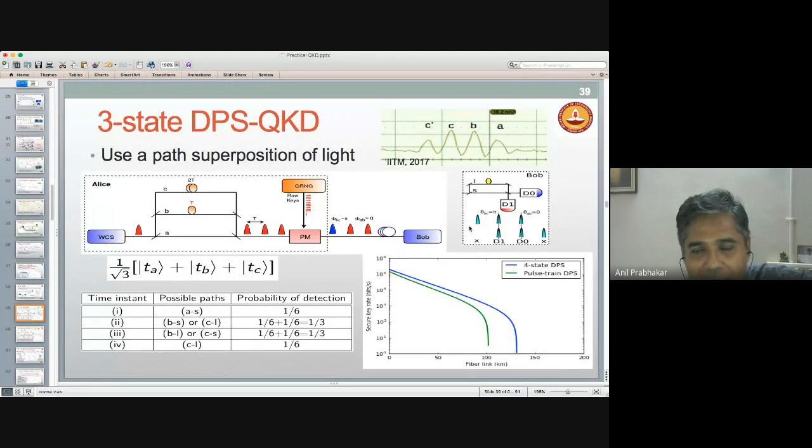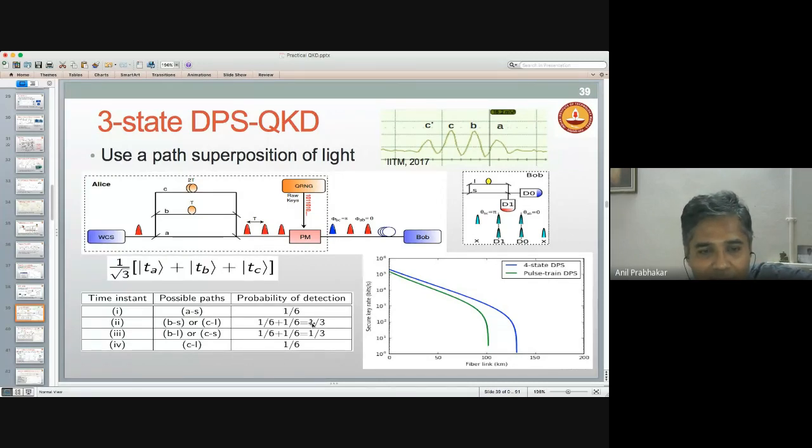The detector, again, is going to be a delay line interferometer where you're looking at the difference between these two and the difference between these two. And depending on whether they're equal or unequal, you will get constructive or destructive interference. And the different paths that are possible, there are 3 out here and there are 2 out here. So you have 6 different paths possible. You can count the probabilities of detection.